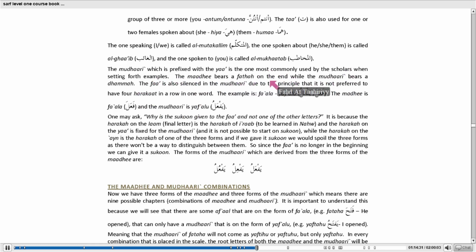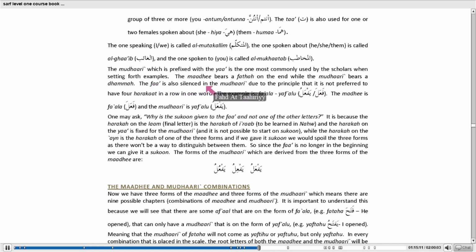The madi bears a fatha on the end. Here he's giving you a couple of differences between the madi and the mudari'. Although this is not our center of study, it is a beneficial way to distinguish between the madi and the mudari'. The madi bears a fatha on the end, while the mudari' bears a dhamma at the end. See? Fa'ala yaf'alu. Fa'ala has a fatha at the end. Yaf'alu has a dhamma on the end.